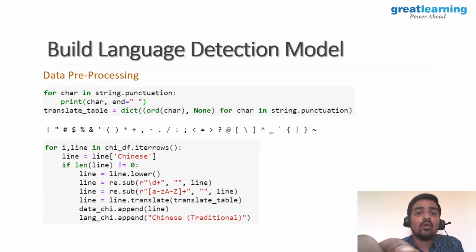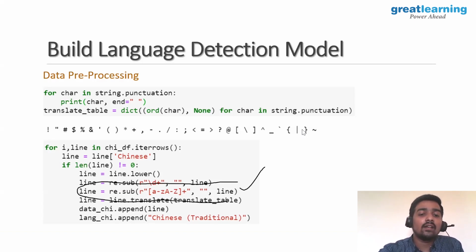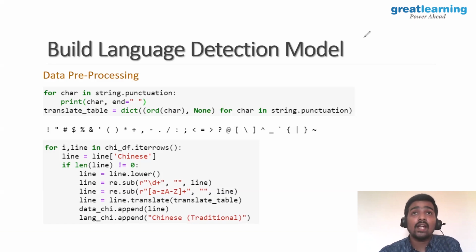So this is the code line for it. Maybe let me highlight it for you. This is the code line for that, where we are removing the English text from the data. Having done this, now we need to see how our data has been transformed.